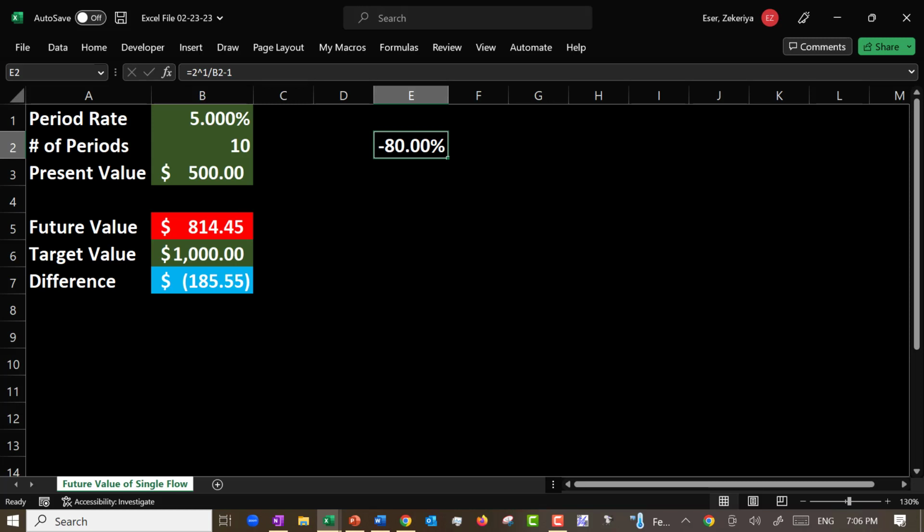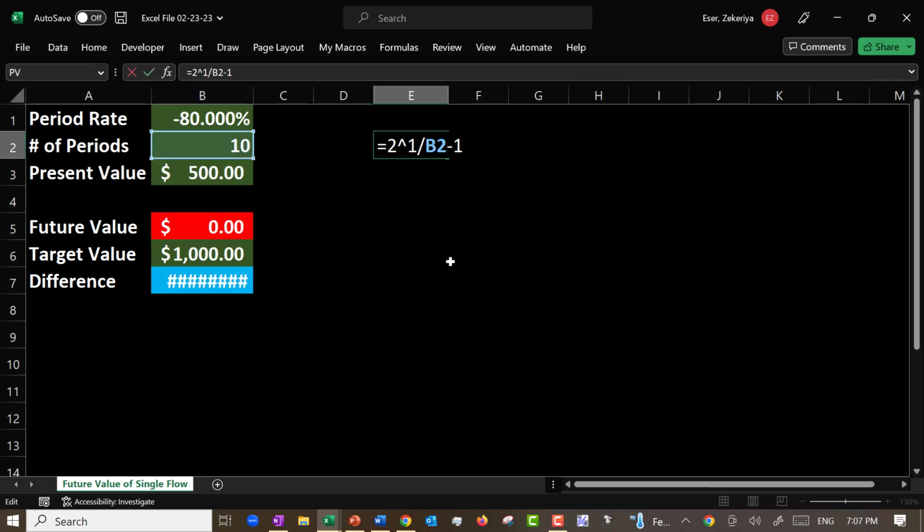Obviously, there is something wrong. If I earn negative 80% for 10 years, I'm going to end up with almost no money. That means every year my money is going to go from 5 to 1. In 10 years, I'll get nothing. So if I have negative 80%, yeah, I'll have nothing. It's not exactly nothing, but almost.